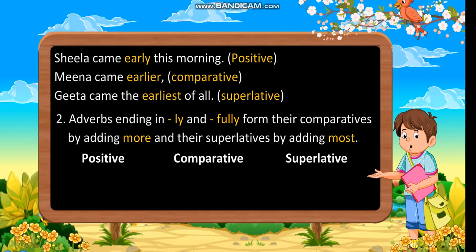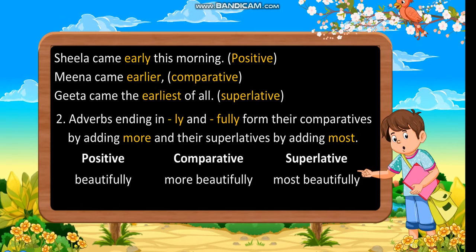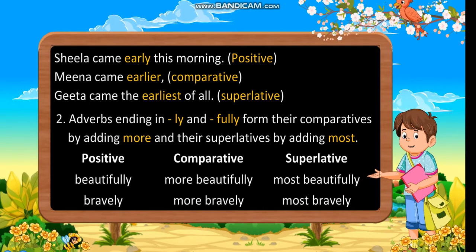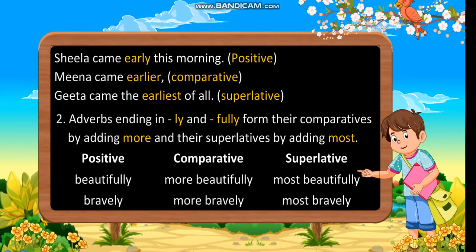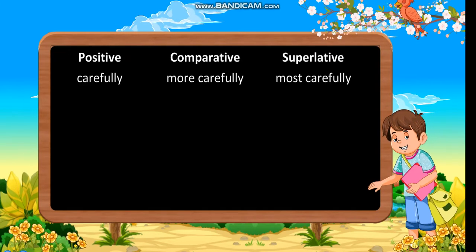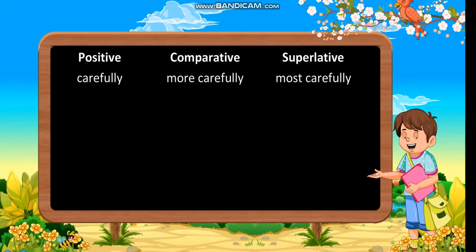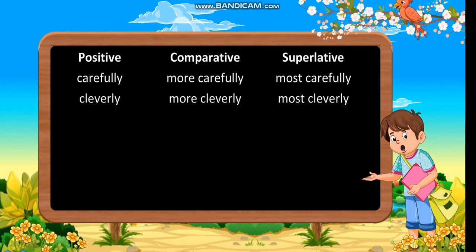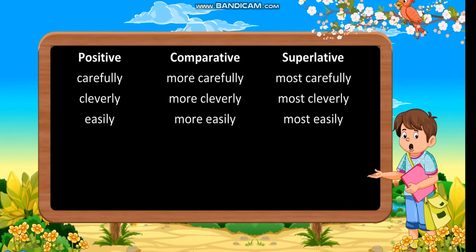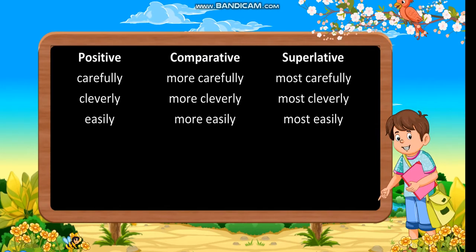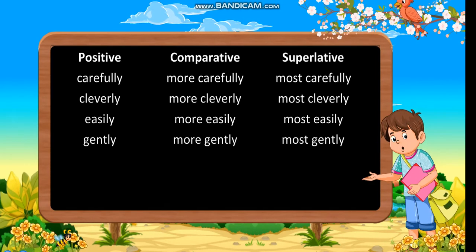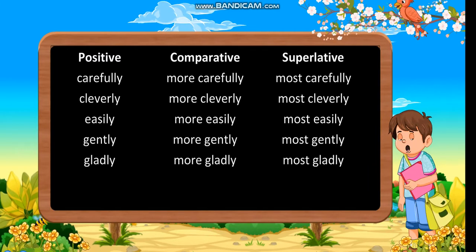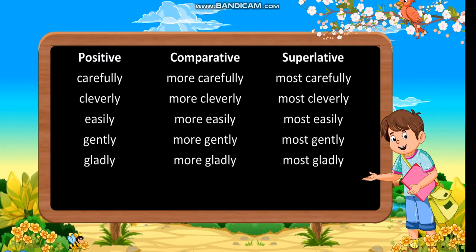Positive, comparative, superlative. Beautifully, more beautifully, most beautifully. Bravely, more bravely, most bravely. Carefully, more carefully, most carefully. Cleverly, more cleverly, most cleverly. Easily, more easily, most easily. Gently, more gently, most gently. Gladly, more gladly, most gladly.